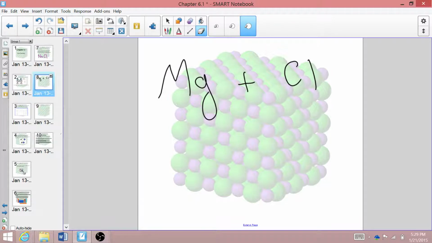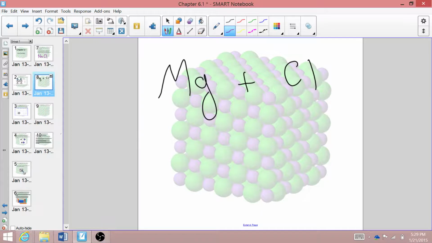So let's take a look at how an ionic bond forms. For example, let's look at magnesium and chlorine. The first thing we want to look at when we're given a problem like this is we want to figure out how many valence electrons each of these has.